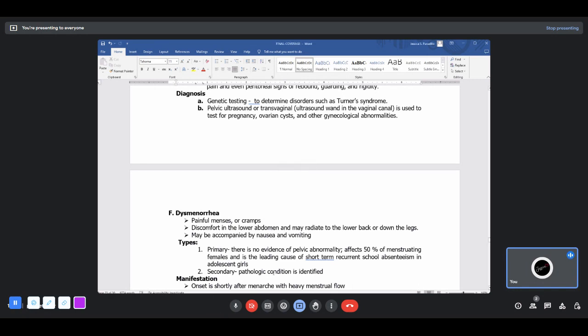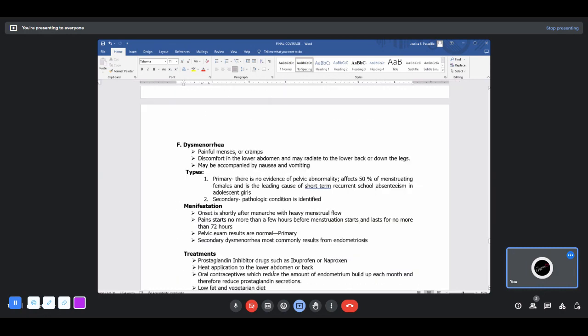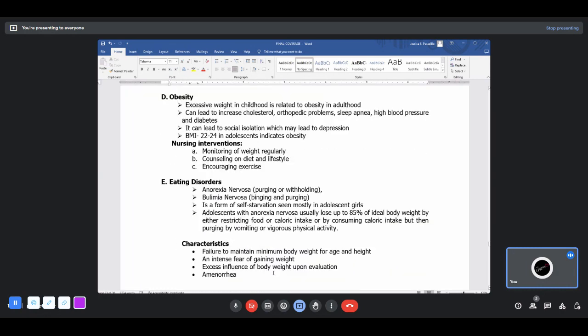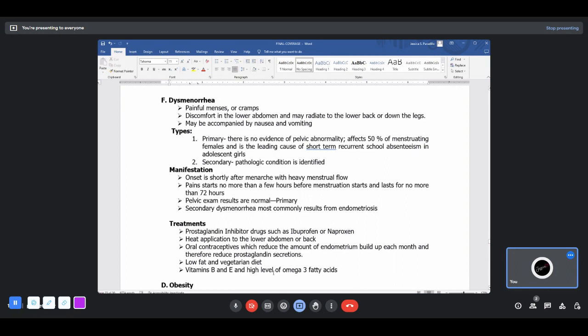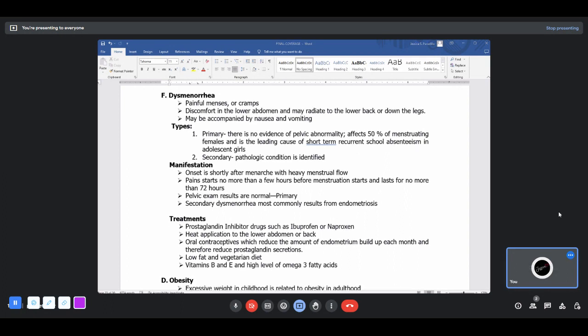Okay? Next one is the dysmenorrhea. For the dysmenorrhea, this is a painful menses or cramps. Okay? There is a discomfort in the lower abdomen and may radiate to the lower back or down the legs and may be accompanied by nausea and vomiting. Okay, for the types, we have the primary and secondary.